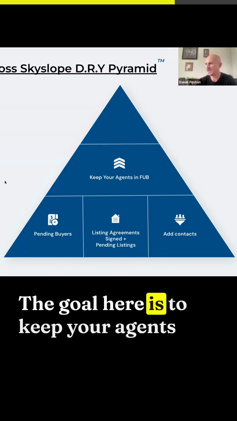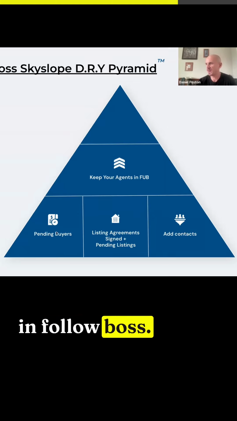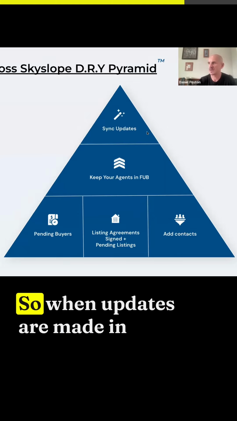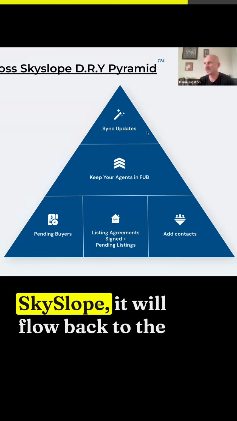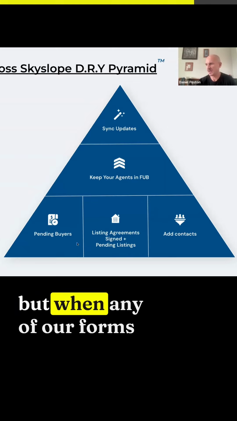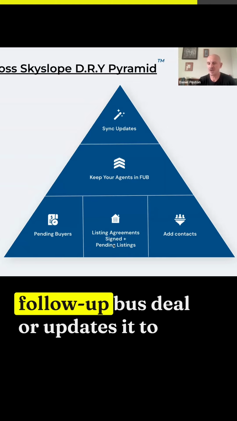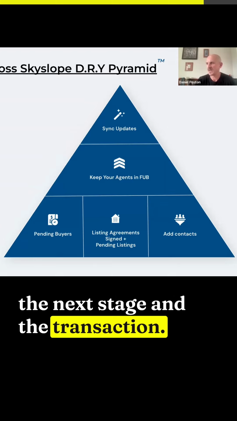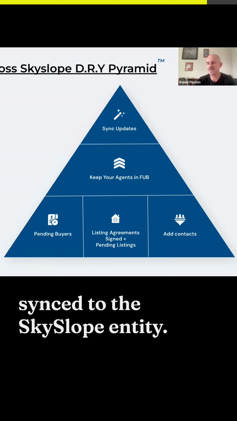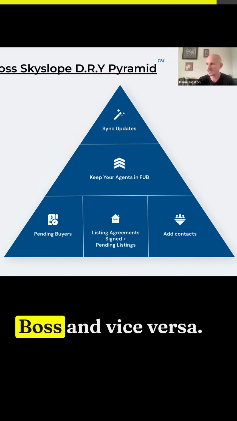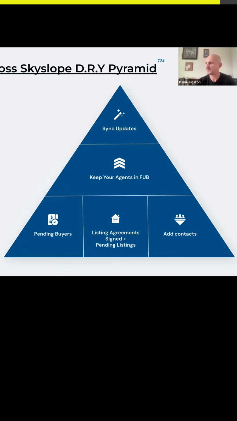The goal here is to keep your agents in Follow Boss, but we are also going to build a bi-directional sync. So when updates are made in SkySlope, it will flow back to the Follow Boss deal. I didn't mention that earlier, but when any of our forms are submitted, it creates the Follow Boss deal or updates it to the next stage in the transaction. And so that Follow Boss deal will be synced to the SkySlope entity. So when updates are made to SkySlope, it can sync that data back into Follow Boss and vice versa.